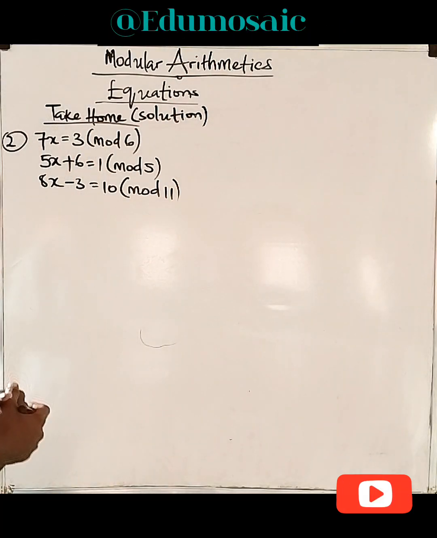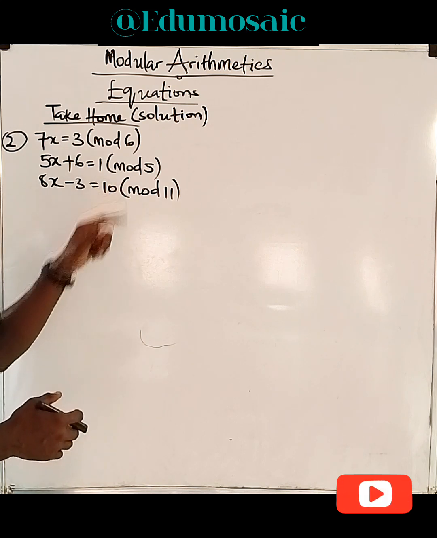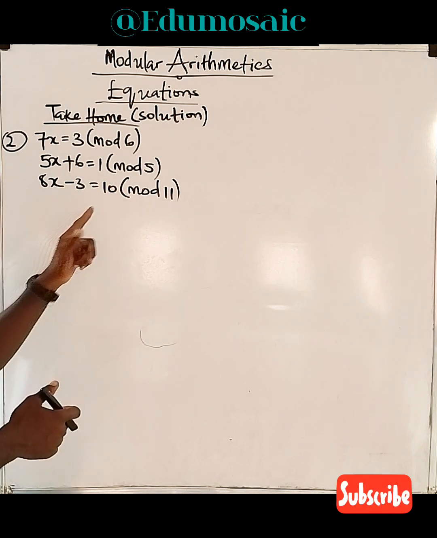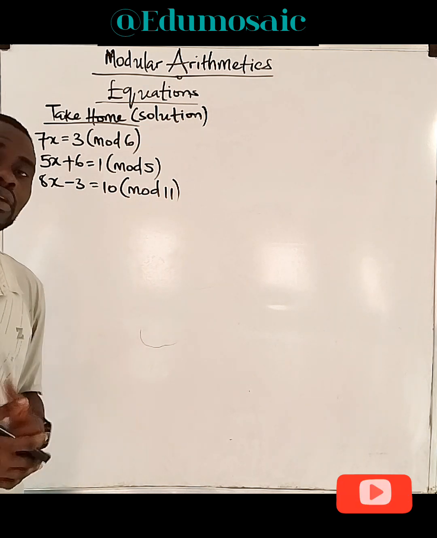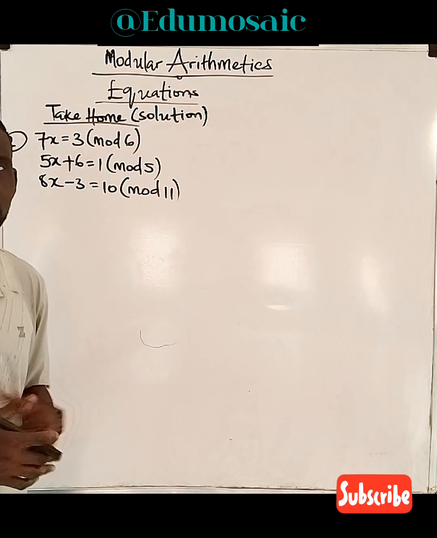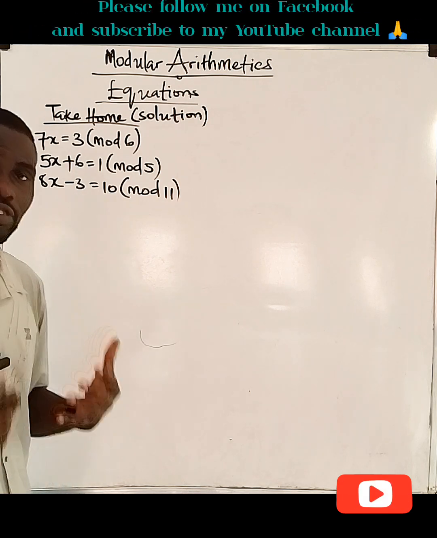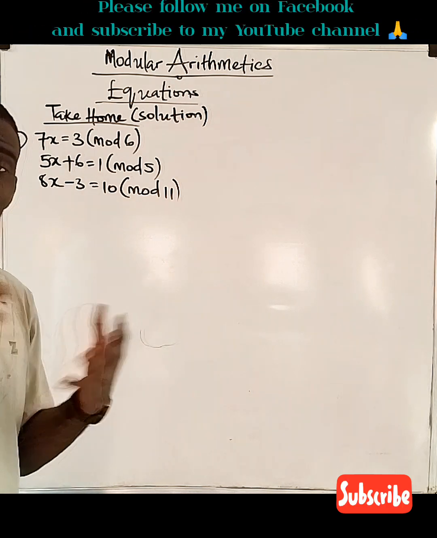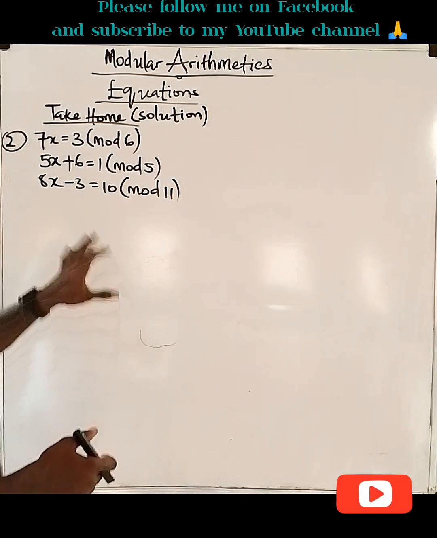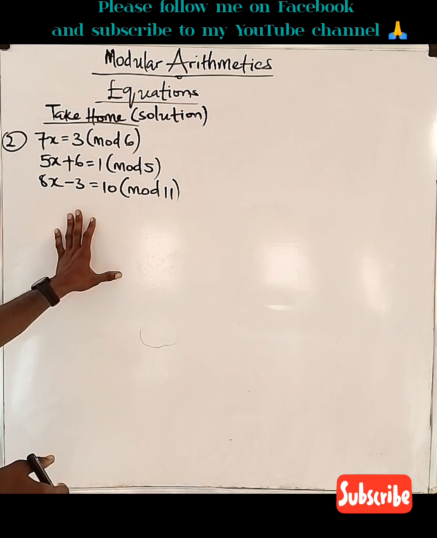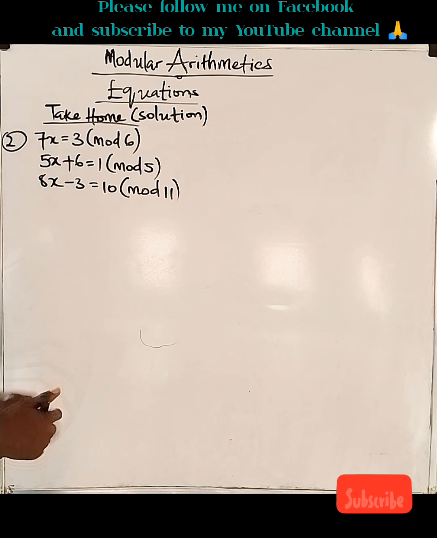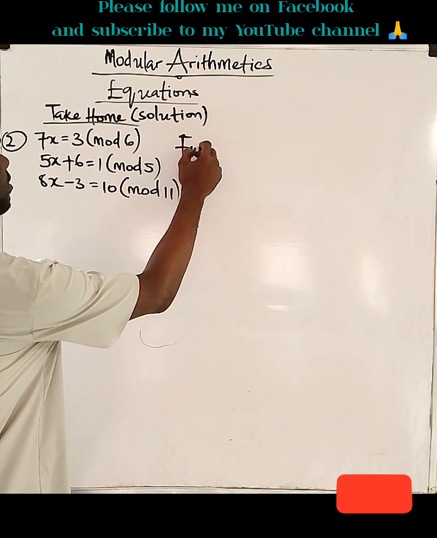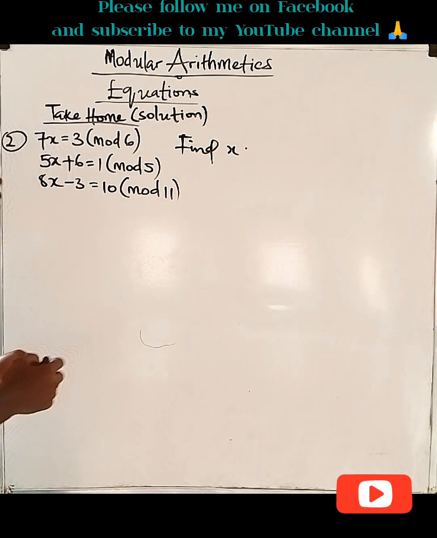Now, question 2: 7x equals 3 modulo 6, 5x plus 6 equals 1 modulo 5, and 8x minus 3 equals 10 modulo 11. This question is quite different from the previous set of questions we solved, but it's not a big deal. The previous questions we worked on had the same modulo. This is a simultaneous equation, but as you can see, we have only one unknown, x, and that's what we are asked to find.